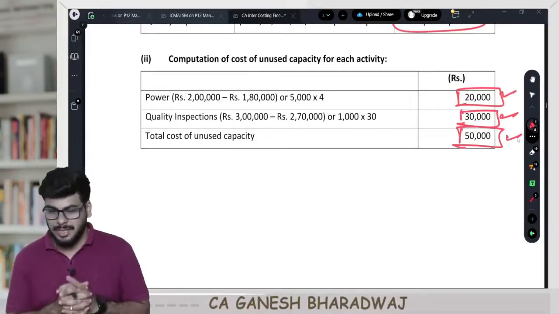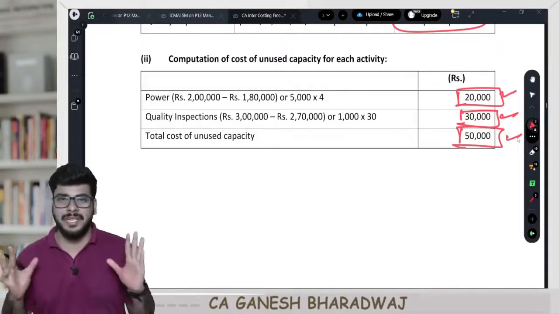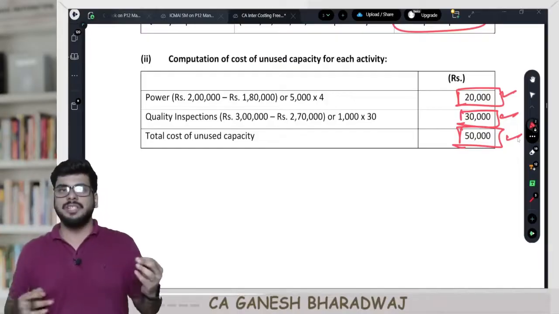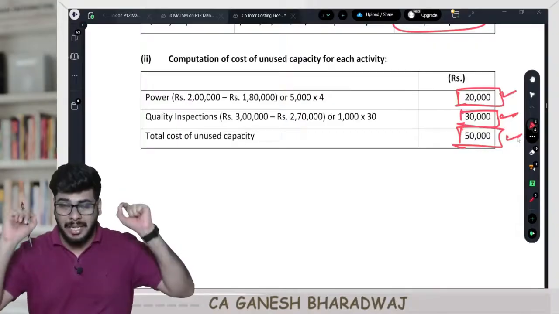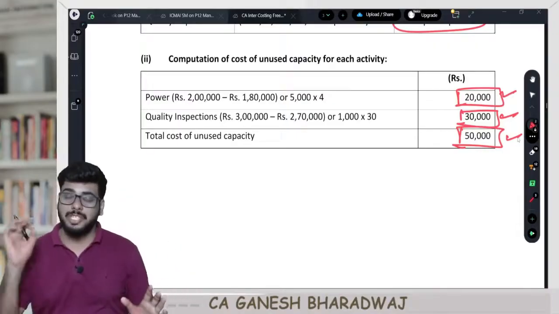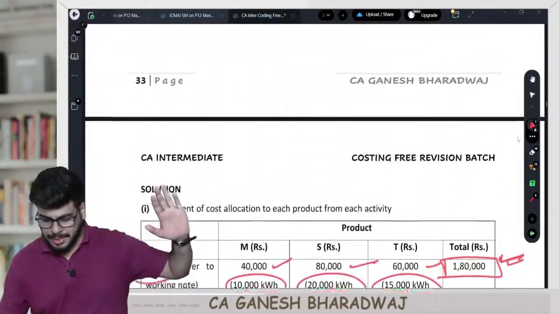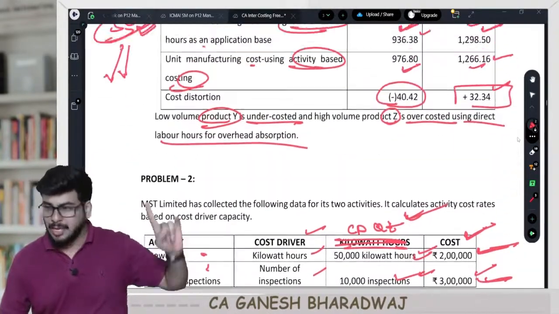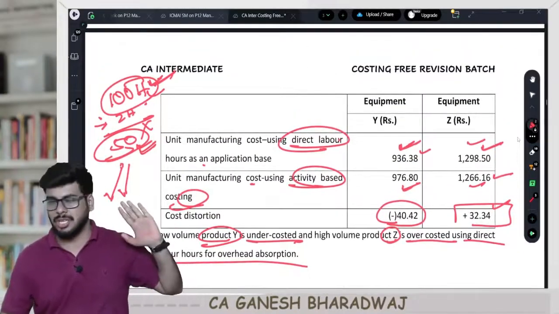Are you clear with this, guys? This chapter is, that's all. It's very simple. It's an extended arm of your overheads chapter. Do not see this as a separate chapter. That's what I would suggest. And this chapter is in fact much more logical and much more practical as compared to your overhead chapter. Are you all able to follow this? Any issues here? That is all about this concept of activity based costing.